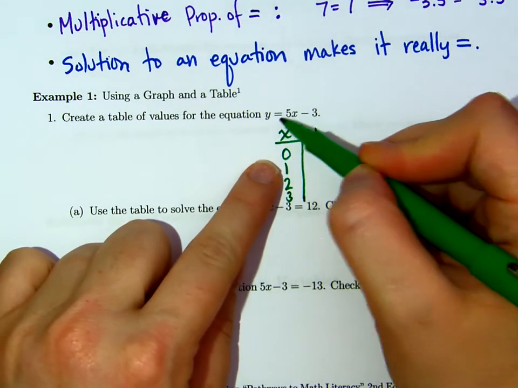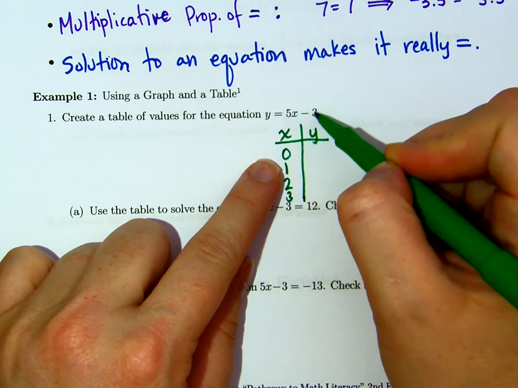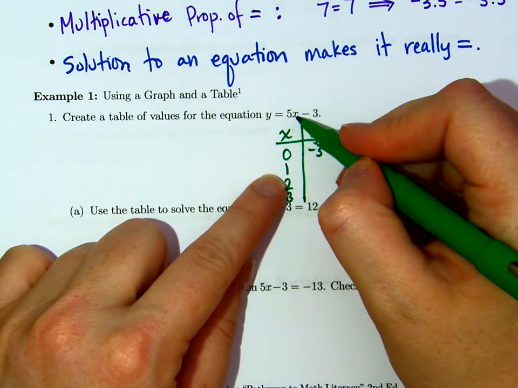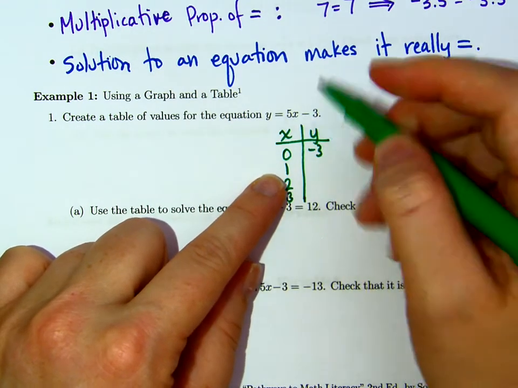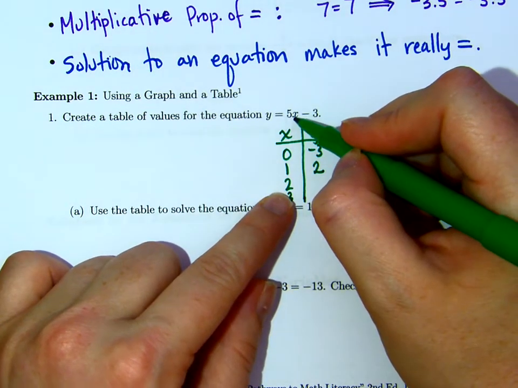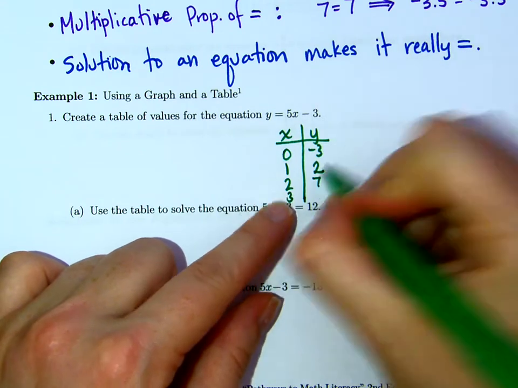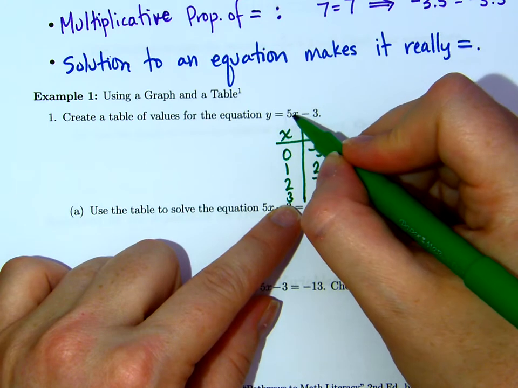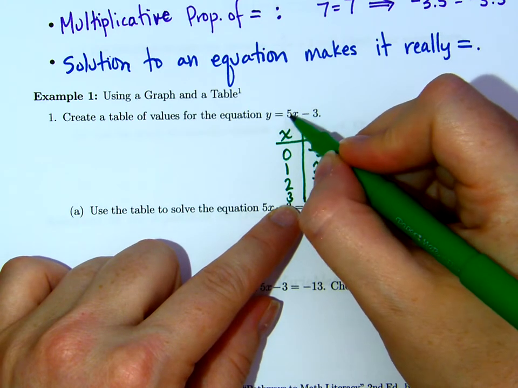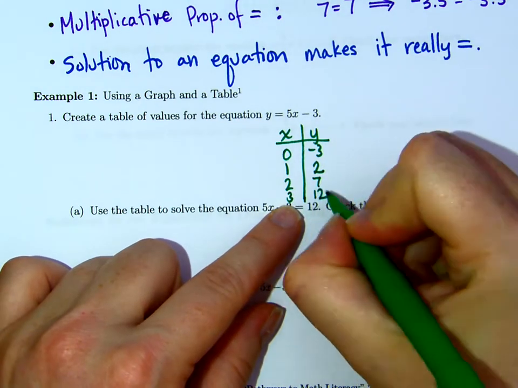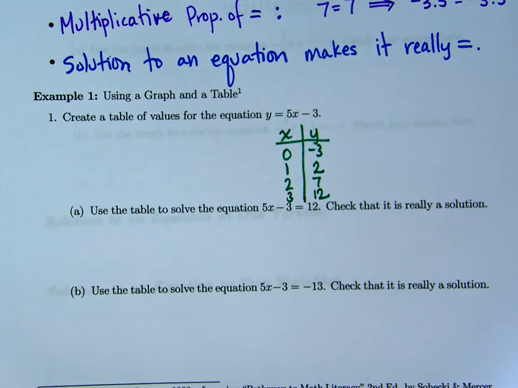So when x is 0, 5 zeros is 0, take away 3 is -3. When x is 1, 5 one time is 5, 5 minus 3 is 2. When x is 2, 5 two times is 10, 10 take away 3 is 7. When x is 3, 5 3 times, or 3 5 times, however you want to say it, is 15. 15 take away 3 is 12. Okay, I made a table of values for this equation.